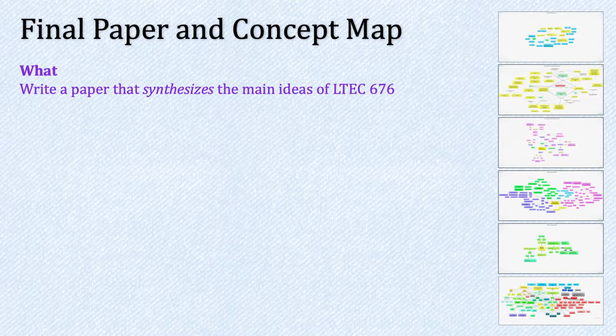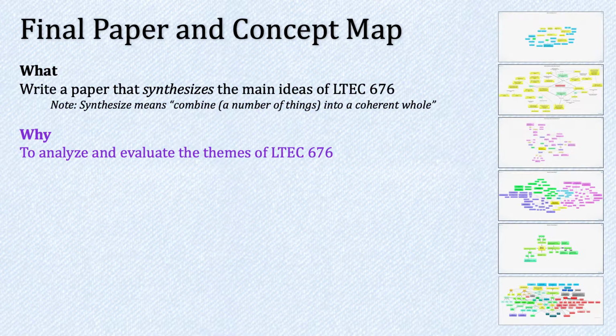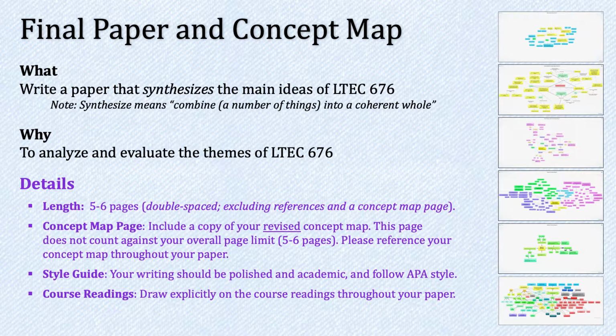So what you need to do for the final paper is write a paper that synthesizes the main ideas of LTEC 676. Just as a reminder, synthesize means combine a number of things into a coherent whole. As you know, we've covered a lot of different topics this semester from a lot of different perspectives. Your job in this paper is to synthesize those and make it feel like a coherent whole. And that's going to take some thinking and some planning on your part. Now, the purpose of this is to get each and every one of you to analyze and evaluate the themes of the course. Now, here are some important details you need to keep in mind.